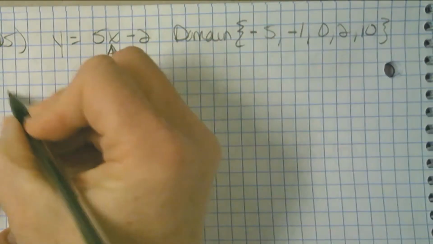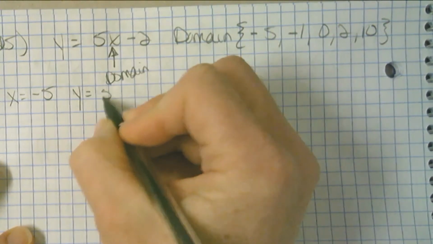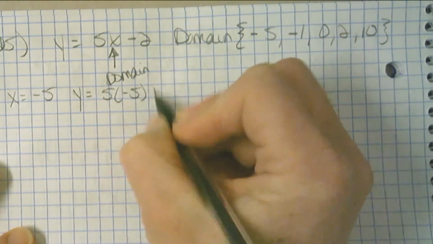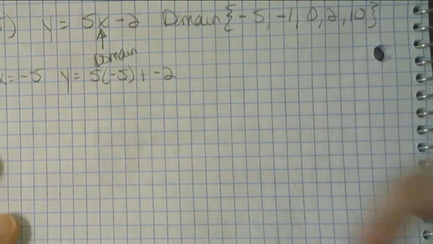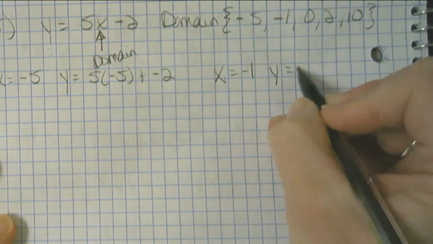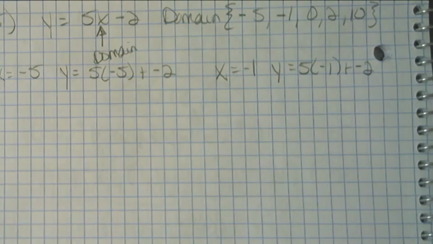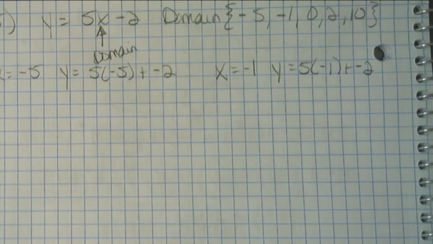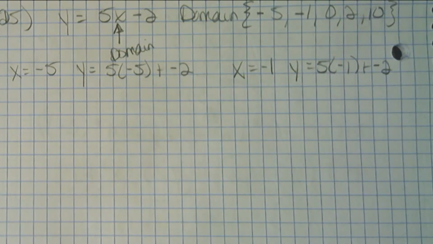Okay? So when x is equal to negative 5, I would have y is equal to 5 times negative 5 plus a negative 2. And I would do that math. Alright? When x is equal to negative 1, I would have y is equal to 5 times negative 1 plus a negative 2. And I would do that for all of them. Is there one of those domain values in particular that you want me to show you the math for, or was it just I didn't know what to do? The first one. So that negative 5?